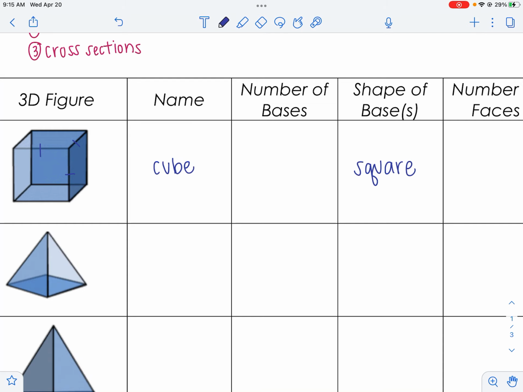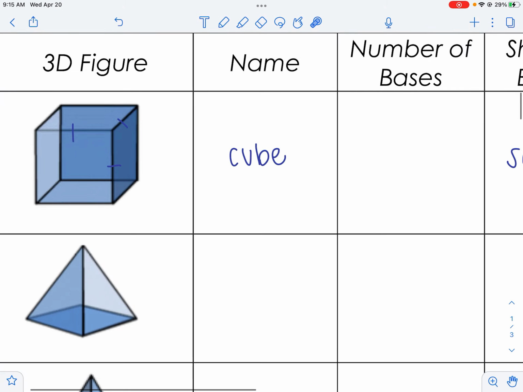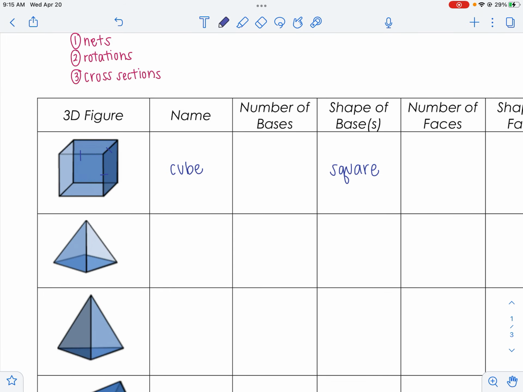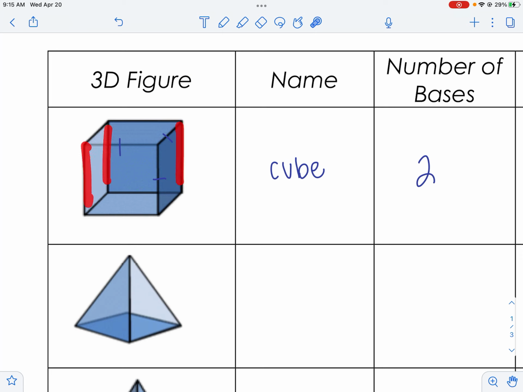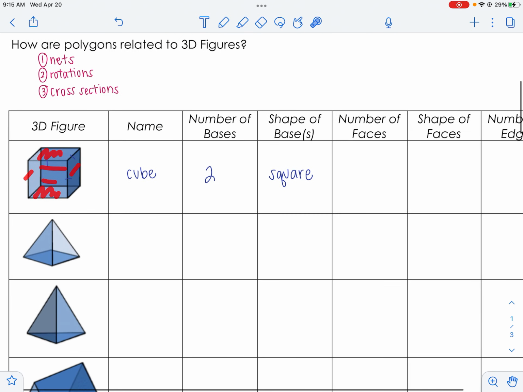Now, a cube is just a square prism. So if I ask you how many bases does it have? Well, it has a top and it has a bottom. So this would have 2 bases. Think of it like a prism, and prisms are connected with rectangles. Like think of the classroom. There's the floor and the ceiling, and then we connect them with the walls.